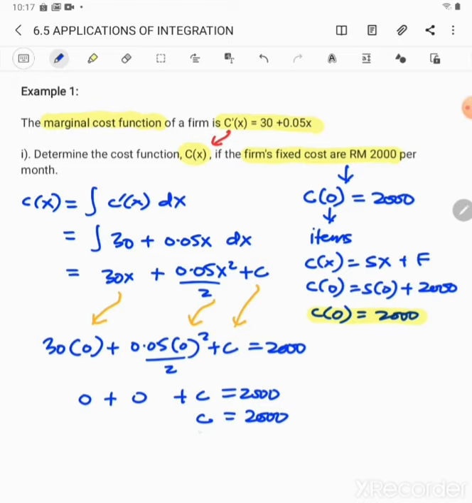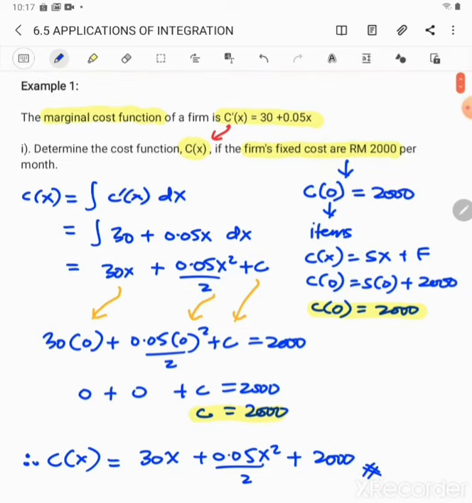So now we substitute the value of C into the function that we already integrated just now. Therefore, our function C(x) equal to 30x plus 0.05x squared over 2 plus our C right now is 2000, plus 2000. This is the answer. So I hope you understand number 1. Then we proceed with number 2 next.